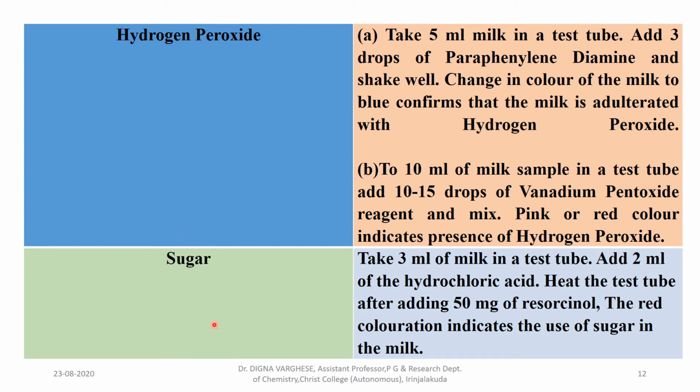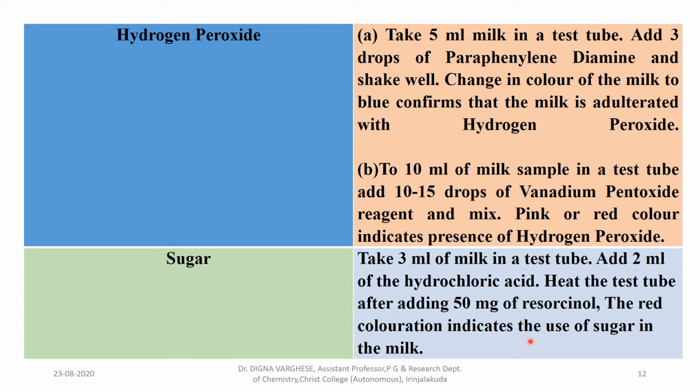Another test for sugar is to take 3 ml of milk in a test tube, add 2 ml of hydrochloric acid, and heat the test tube after adding 50 mg resorcinol. The red coloration indicates the use of sugar in the milk.